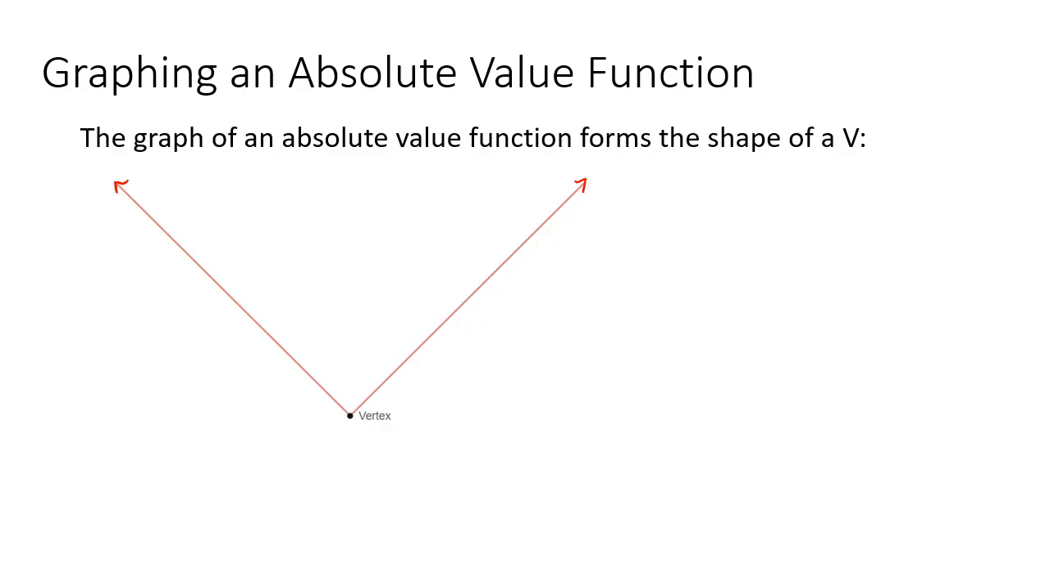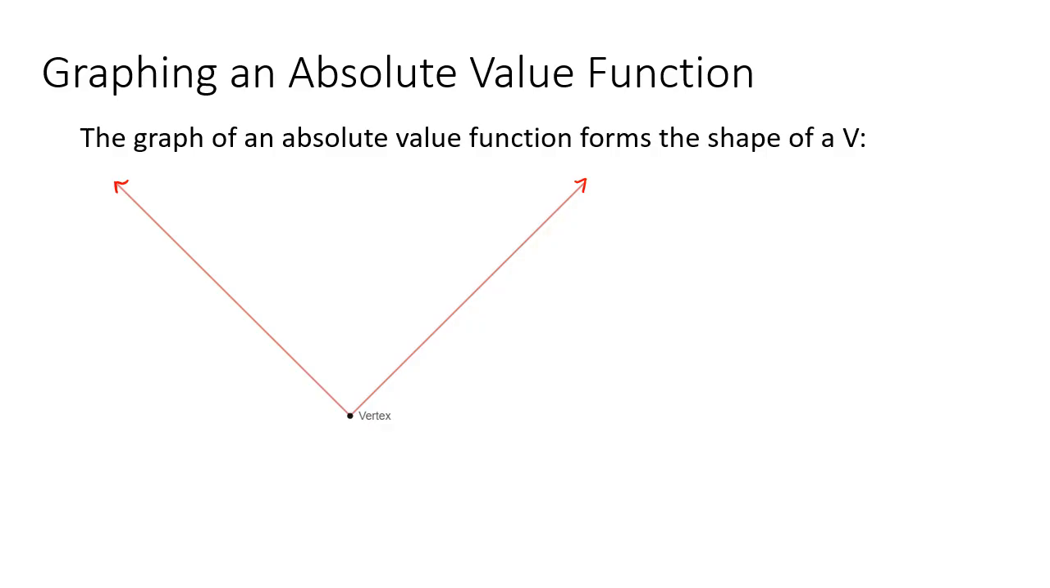Whereas the parabola, the quadratic equations, were curved, they got steeper as you went. An absolute value has a vertex, a lowest point or a highest point, but now it's just a perfectly straight line headed out in both directions. No curve at all. So it will never get steeper or shallower as you go.